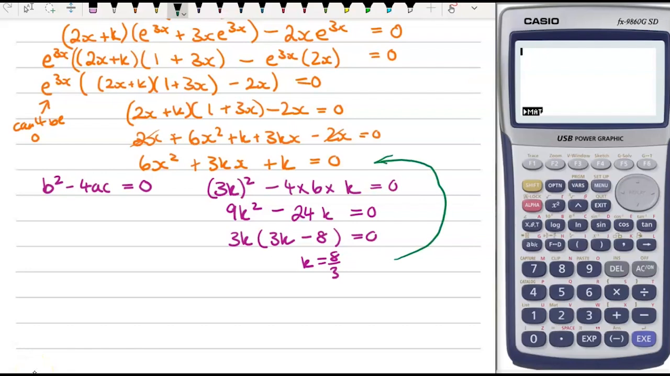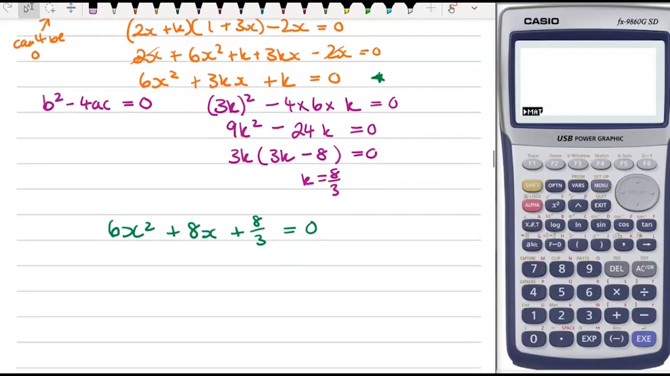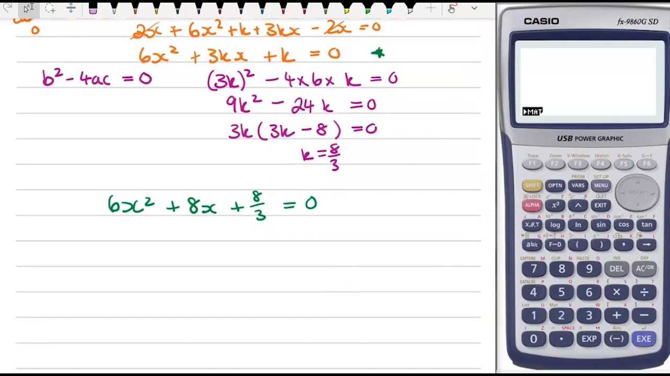We're going to take that and pop it back into our quadratic here so that we can solve it. So using this quadratic now with the value of k put into it, we will have 6x squared plus, like 3 times 8 over 3 is going to be 8, so that'll just be 8x plus k is 8 over 3, and set that equal to 0. Now we could do quadratic formula or equation solver or whatever to find the answer to this. Let's work it through. I'm going to multiply everything through by 3 to get rid of that 3 on the bottom there.